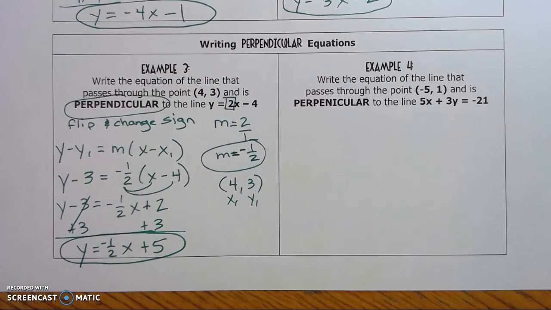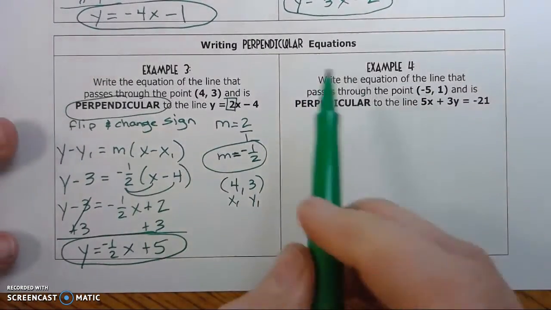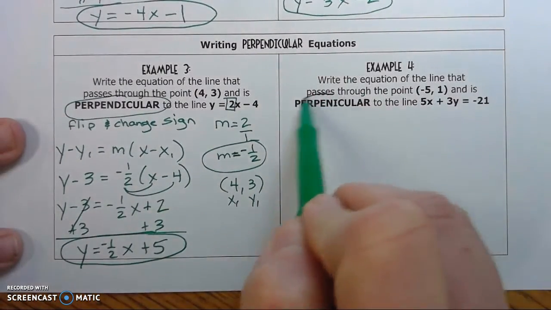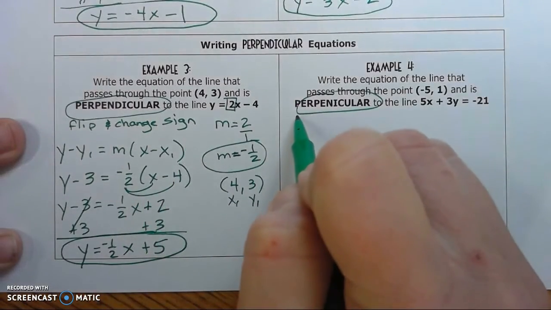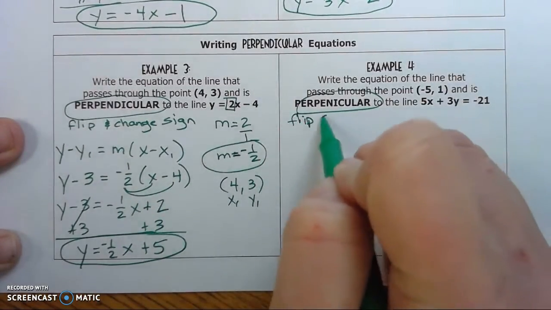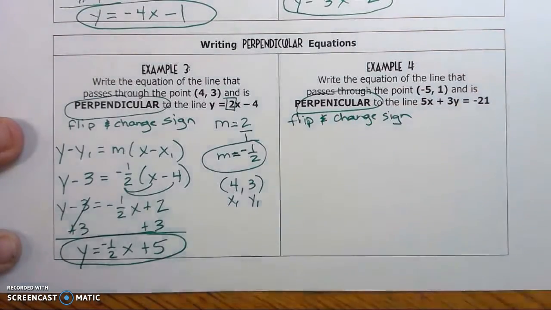All right, we have one more to do, and then you guys can get to work on your assignment today. So it says write the equation of the line that passes through the point (negative 5, 1) and is perpendicular to the line 5x plus 3y equals negative 21. Perpendicular, again, is going to tell me to flip the slope and change the sign. But first I have to find the slope.